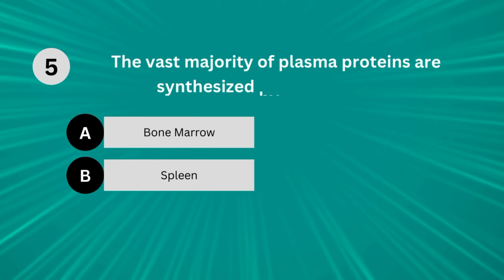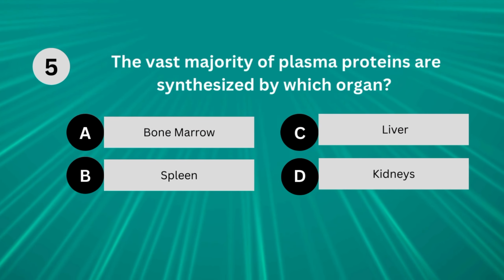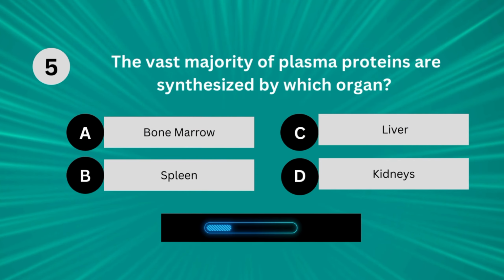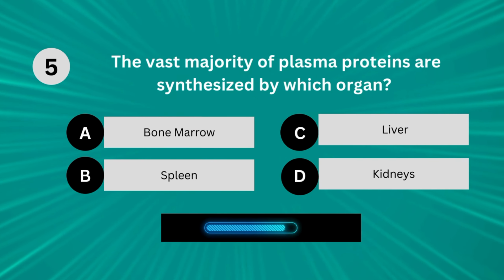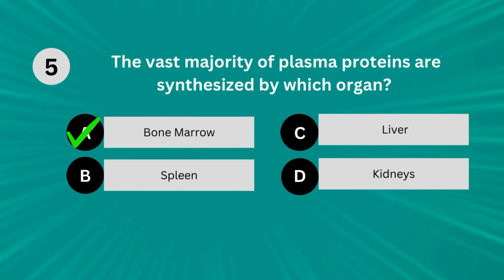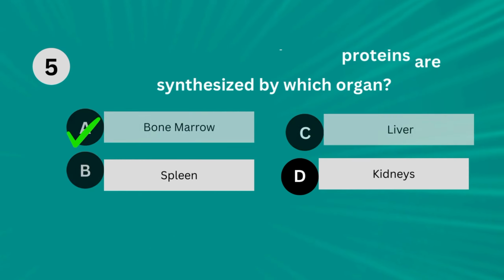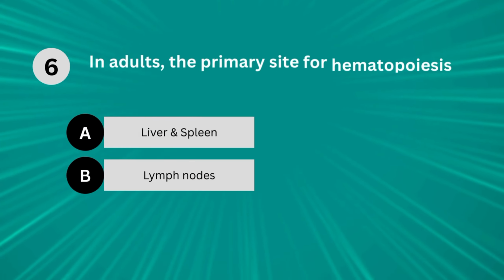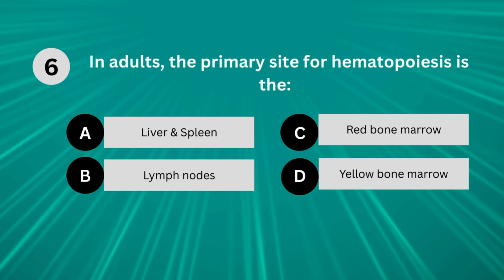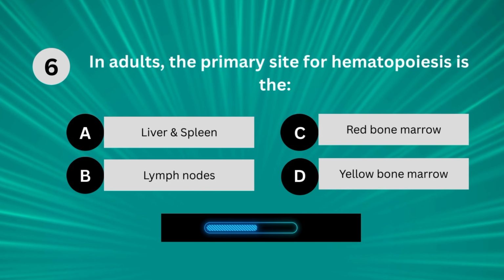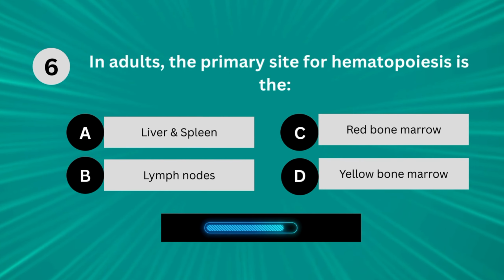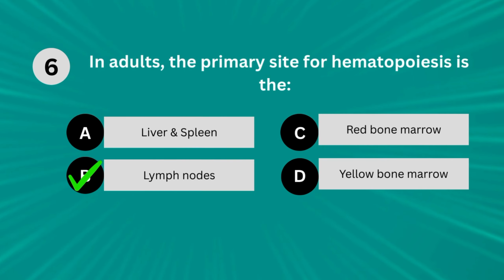The vast majority of plasma proteins are synthesized by which organ? Bone marrow. In adults, the primary site for hematopoiesis is the lymph nodes.